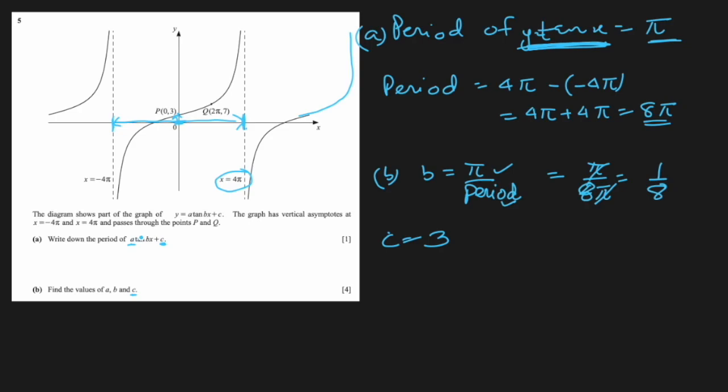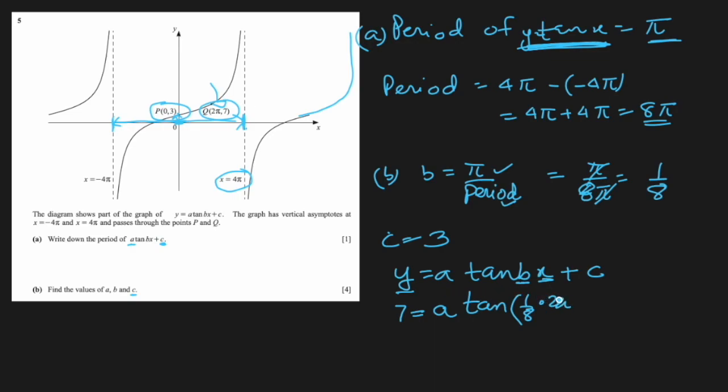Let's talk about a. For a, these points will be helpful. Okay, so let me use the second point, P, I have already used. y equals a tan bx plus c. So we know most of them. y is given here, in this point it is 7. a is unknown, we want to find it. tan of b, which is 1 over 8, multiplied by x, in this point it is 2 pi, and plus 3. Everything is known to us.